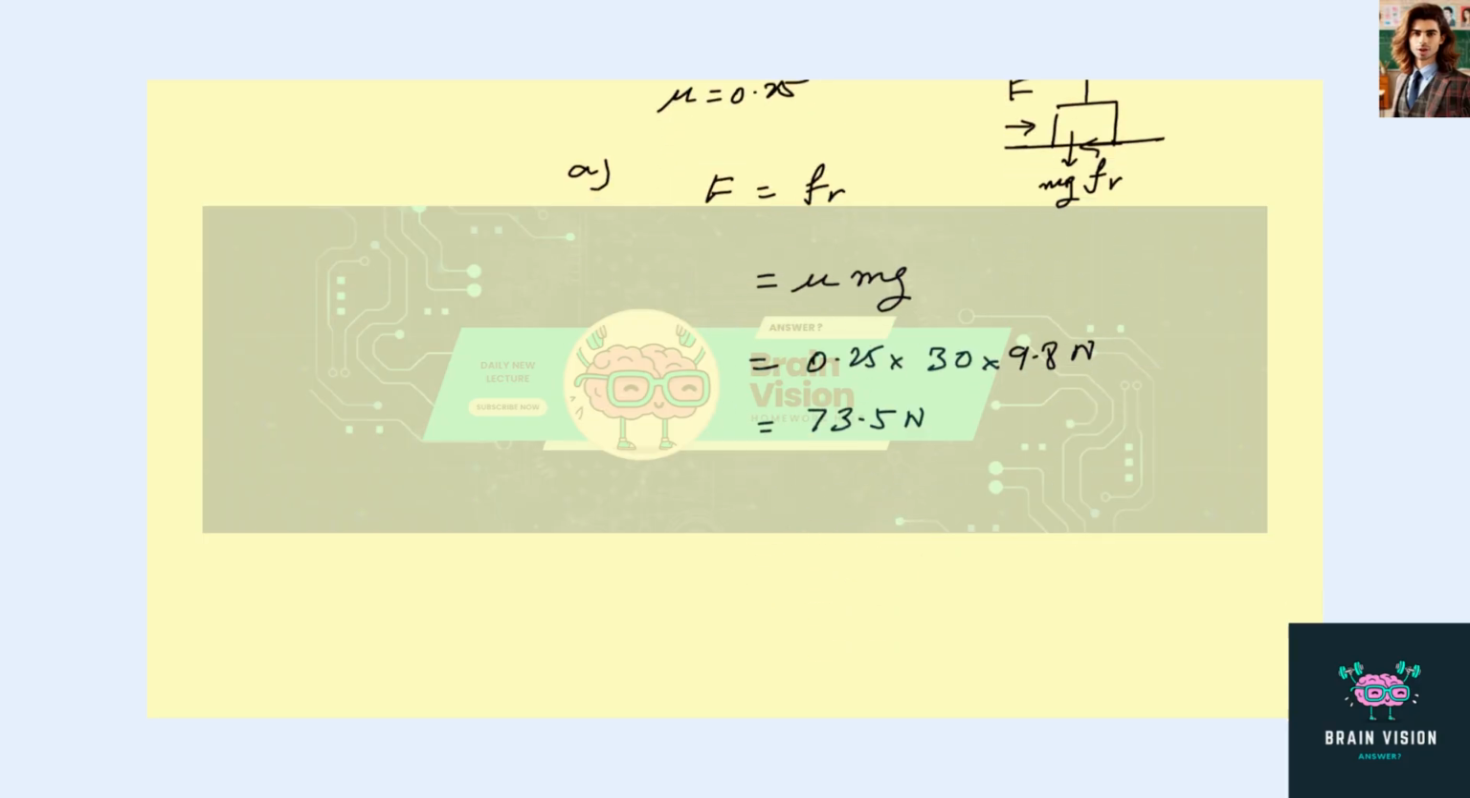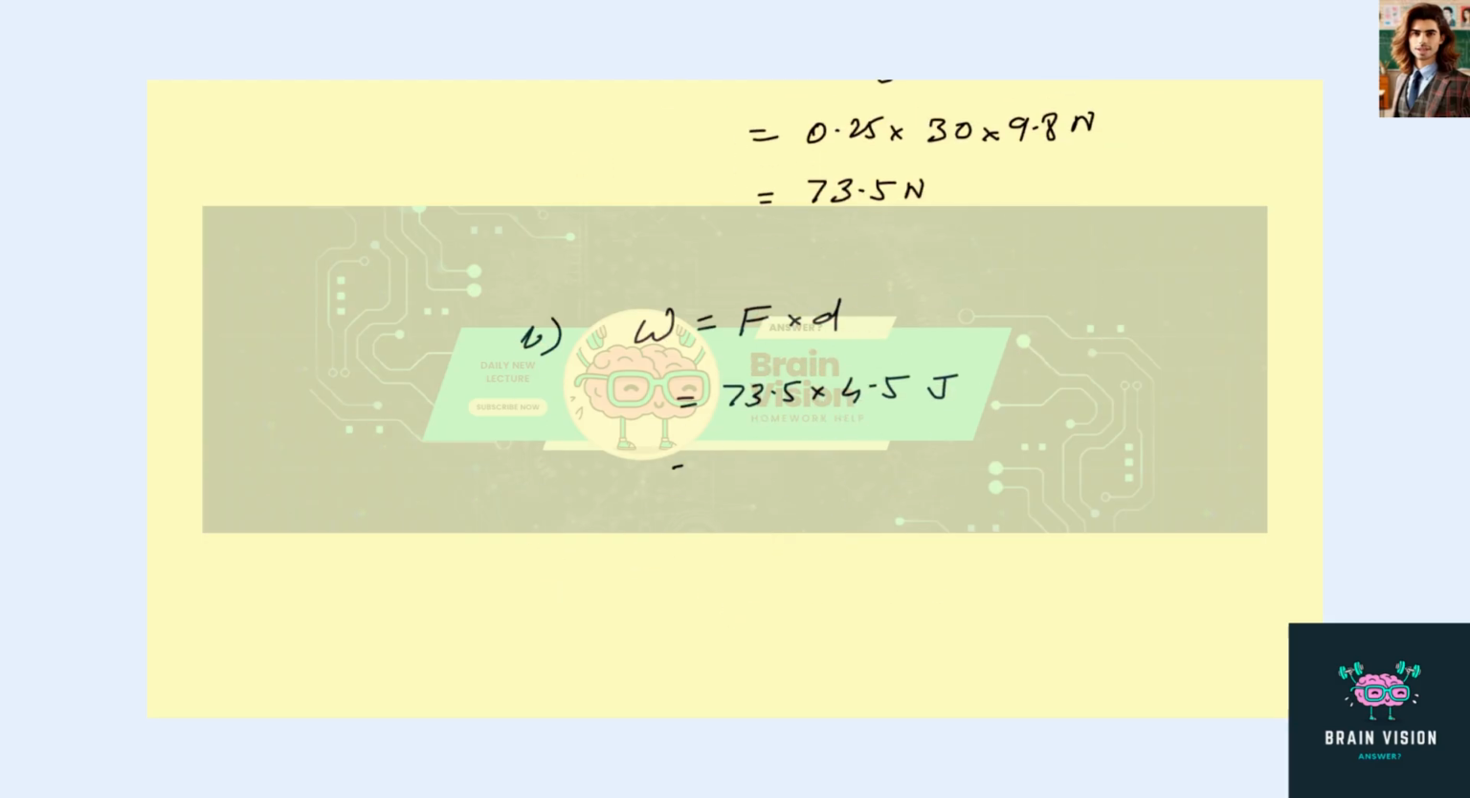Now B, how much work is done on the crate by this force? So the work done will be equal to this force times the distance it covered. So it's 73.5 times the distance it covered, which is 4.5 meters, in joules. And this is equal to 330.75 joules.